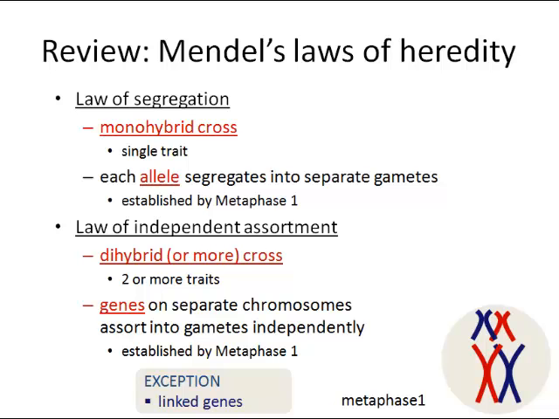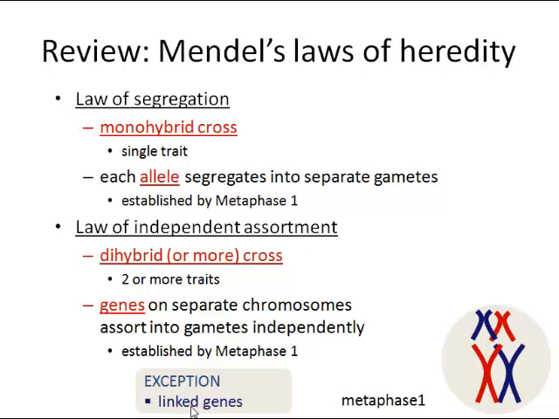Okay, so just to review, Mendel's two very important laws are the law of segregation, which happens when you do monohybrid crosses and you're just dealing with one single trait. It says that each allele separates into separate gametes. And then you also need to know about the law of independent assortment, which happens when you're dealing with more than one trait, so you're doing a dihybrid cross. And that means the genes on separate chromosomes assort into gametes independently. Both of these things happen in metaphase 1.